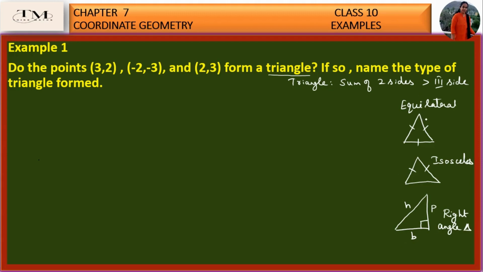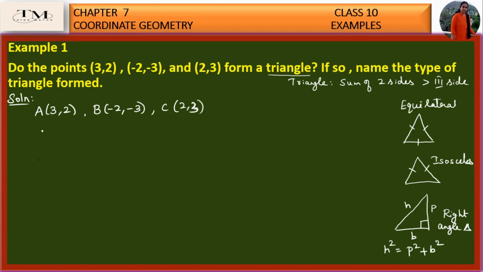If you want to prove it is an equilateral triangle, we should show that all three sides are equal. If it is isosceles, two sides will be equal. For a right angle triangle, we have the condition hypotenuse square equals perpendicular square plus base square. So this is the condition for the three types of triangle. First, let us check whether it is a triangle or not. Let me name the points as A (3, 2), B (-2, -3), C (2, 3). So I have named the triangle.